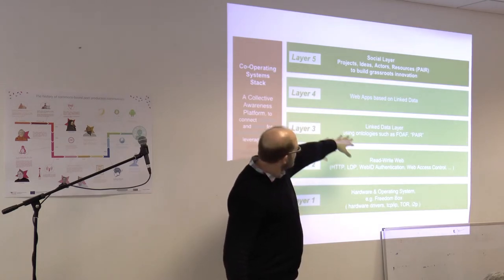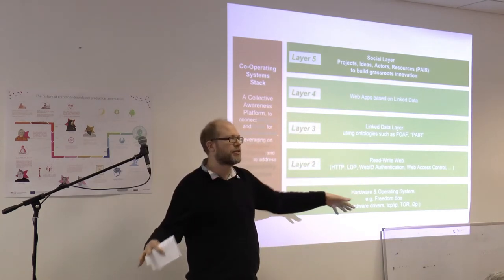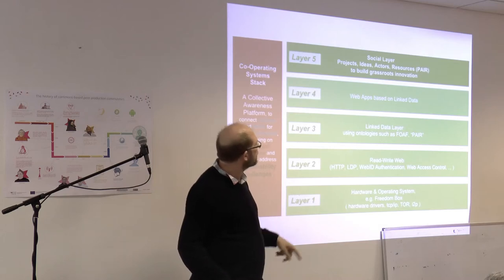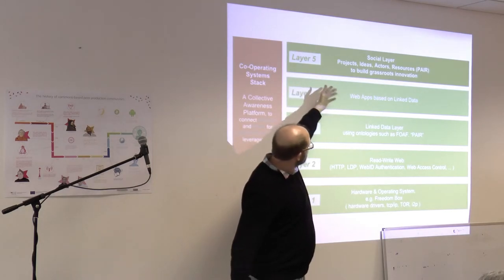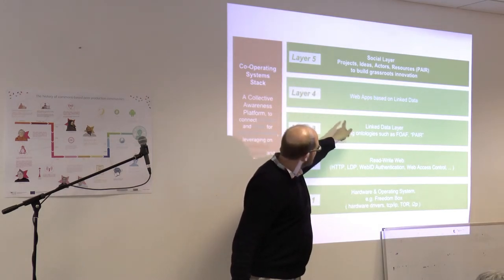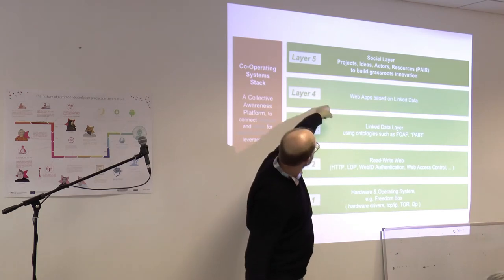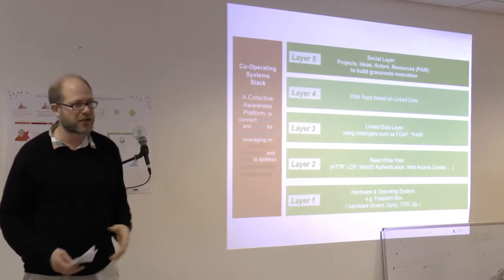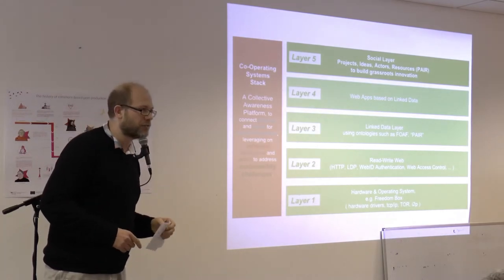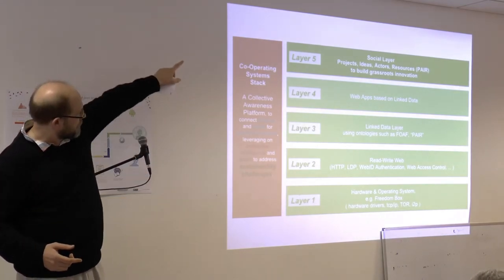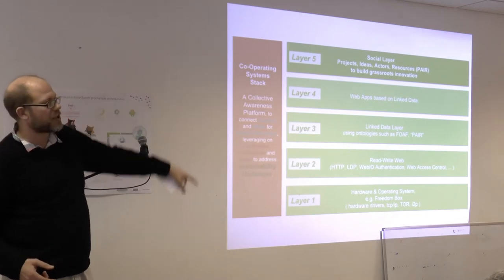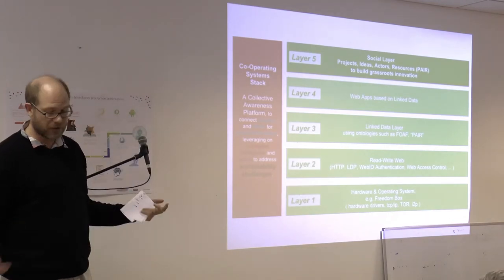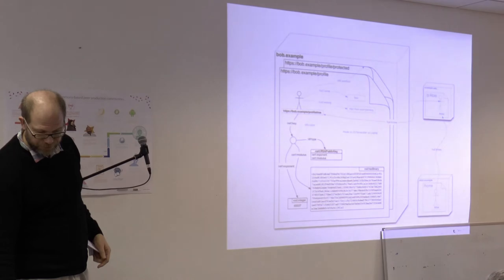Layer three is the linked data layer, which is this interconnected layer between all these organizations. And then you have the web apps that all use this data with Web Access Control to read or write. And at the top layer, you have the social layer, which is how all these organizations, the problems that people have in the world, and how they want to interact. Most of them don't need to know about these other layers, except that because we have these layers, they can interact a lot more smoothly than they could beforehand.